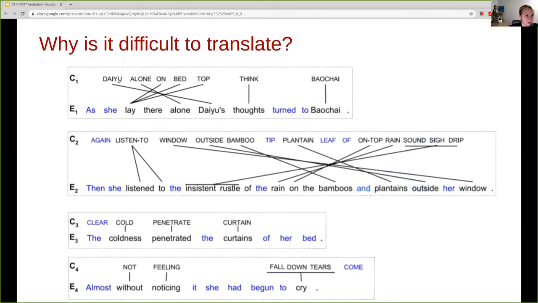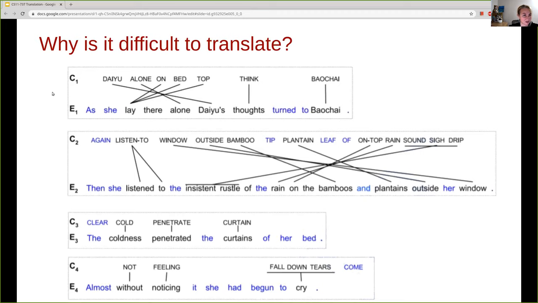On the top, we can see the Chinese version written using English glosses. Glosses are basically literal translations of Chinese words into English words. If we just read glosses, as if we were translating this sentence word by word using a bilingual dictionary, this passage probably wouldn't make much sense to an English speaker. On the bottom, we see the translation of the passage by a professional translator.